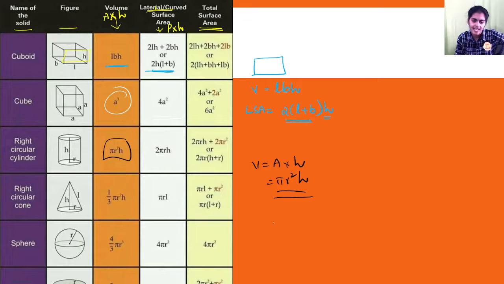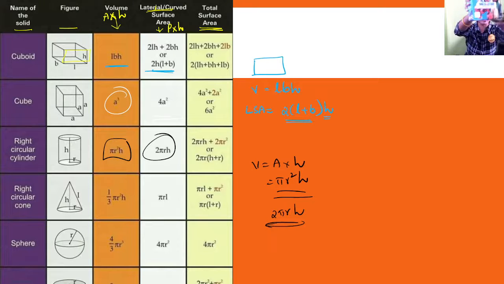Clear? Easy. And the perimeter of a circle is nothing but the circumference of the circle. Perimeter, you call it circumference in the case of a circle. So what is that? 2 pi r. To this 2 pi r, multiply height, so you get the curved surface area. Here you don't call it lateral surface area in a cylinder. Only for cuboid and cube you call it lateral surface area, the 4 sides which we have taken now. In a cylinder, it is not straight lines, it is curved, so you call this the curved surface area.